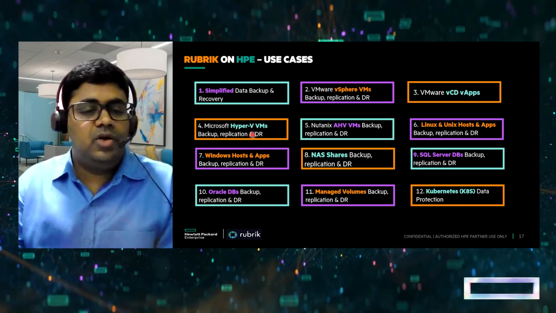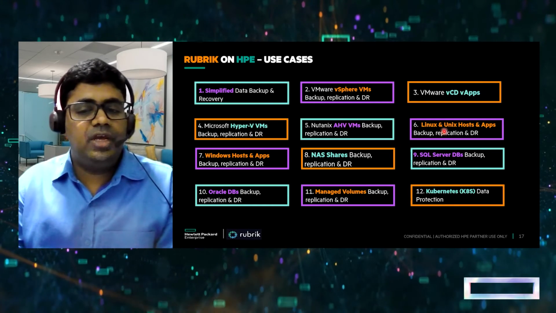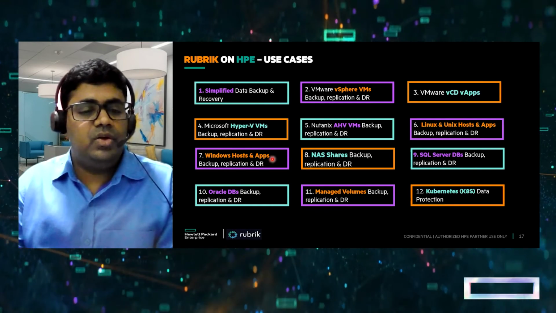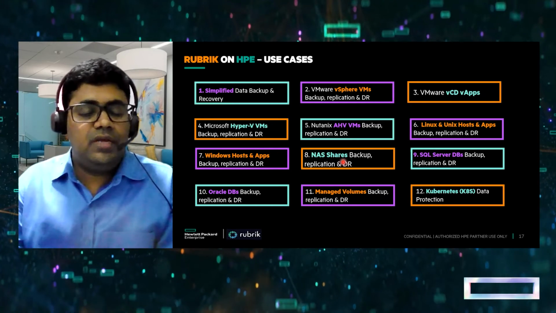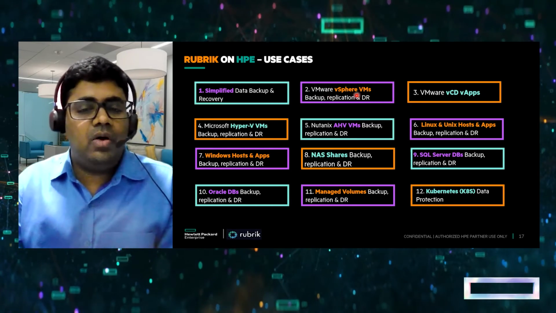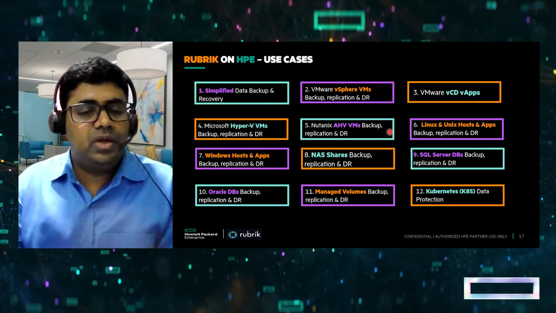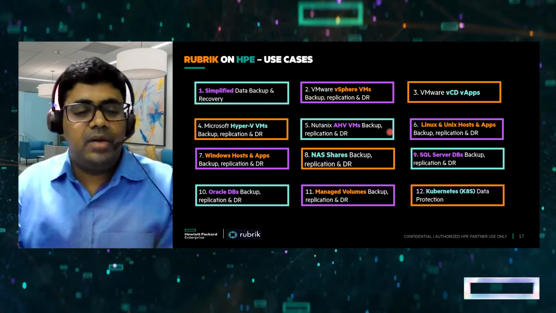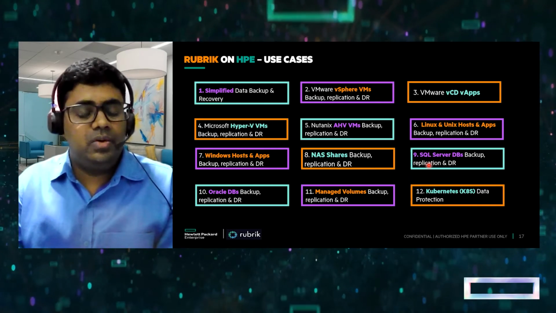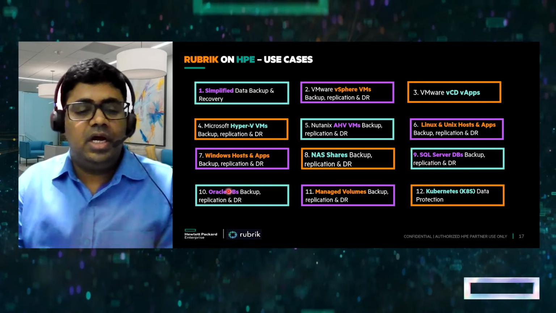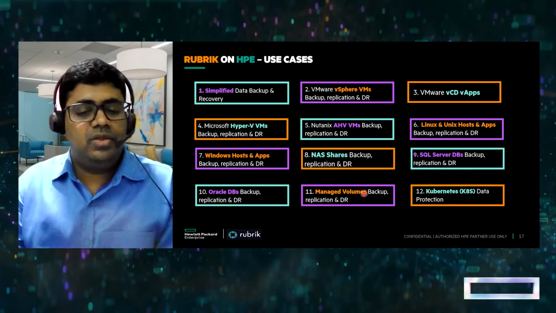And similarly for Hyper-V VMs, AHV VMs, and our physical hosts, Windows hosts and apps. But here one rule of thumb is, for all virtualization, we no need to install any agent, it is agent-free backup. And for the physical environment only, we require agents. And Oracle DB backup, and also managed volume.